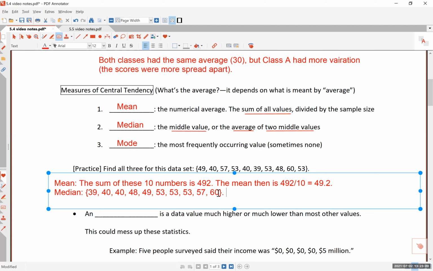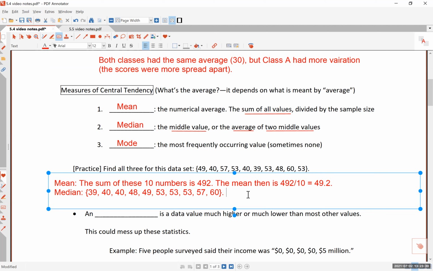And by the way, just to be sure, when I do this, I may have duplicated something. I may have omitted a number. So I always write down what I think is the correct ordering, and then I count 1, 2, 3, 4, 5, 6, 7, 8, 9, 10. Okay, so I started with 10 numbers, and I ended up with 10 numbers written in a different order, in this case, the ascending order.